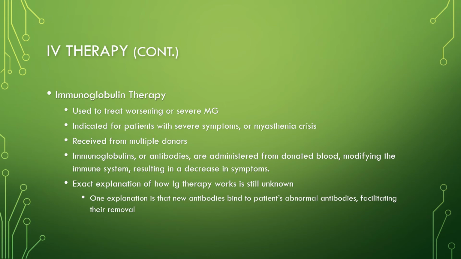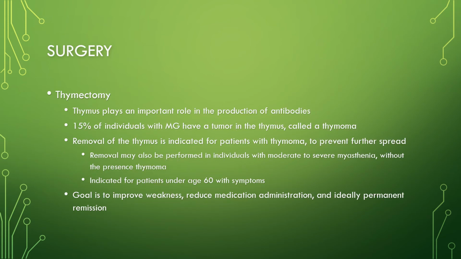Immunoglobulin therapy is used to treat those suffering from severe symptoms or myasthenic crisis. Instead of removing antibodies, immunoglobulins pooled from multiple donors are administered to the patient, modifying the immune system and resulting in decrease in symptoms. Symptom relief is short-term, and the therapy is often expensive for the patient. However, it is used until longer-acting immune therapies are effective.